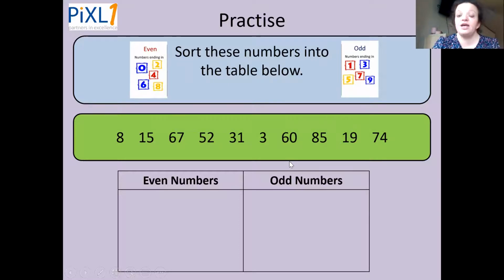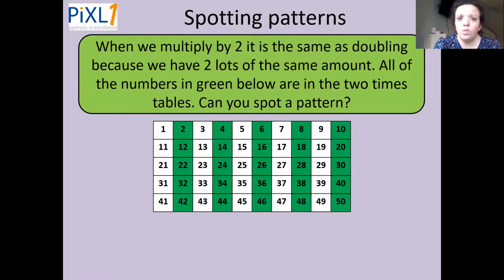a number in the 2 times table, a number that can be divided equally into 2 groups. And if it wasn't, I put it in the odd, and if it was, I put it in the even. When we multiply by 2, it's the same as doubling because we have 2 lots of the same amount. All of the numbers in the green below are in the 2 times table.